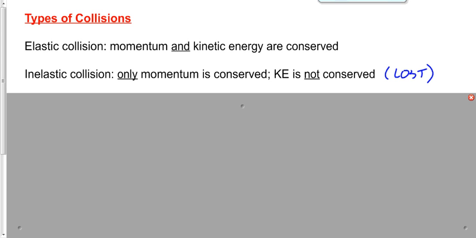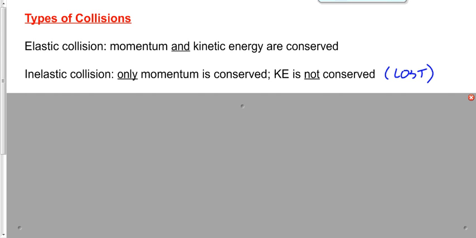That doesn't mean energy is destroyed. The law of conservation of energy still holds. The energy just goes off in some other form. As opposed to being kinetic energy, it would likely go off in the form of heat, mainly heat, maybe a little bit of sound, maybe a little bit of light, depending upon the context, but mostly it would go off in the form of heat. So elastic, momentum and kinetic energy is conserved. In inelastic, we have just momentum conserved, kinetic energy is lost.